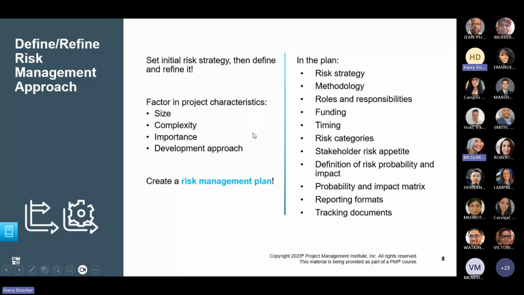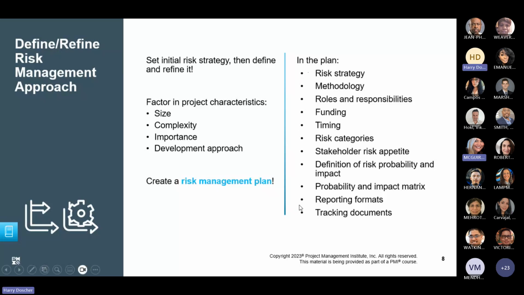There are a number of factors in each project that you have to consider, like the size of the project, the complexity of the project, the importance of the project, and the development approach that you're using. All of these can introduce risk. All of these may contain opportunities to bring the project in earlier, less, under cost, things like that. So you create a risk management plan.